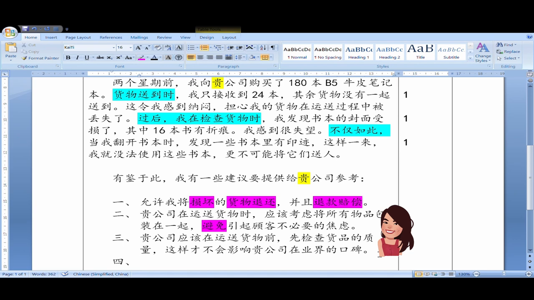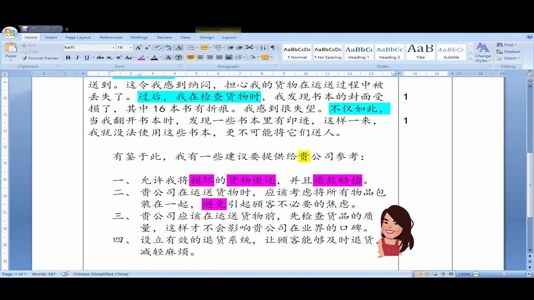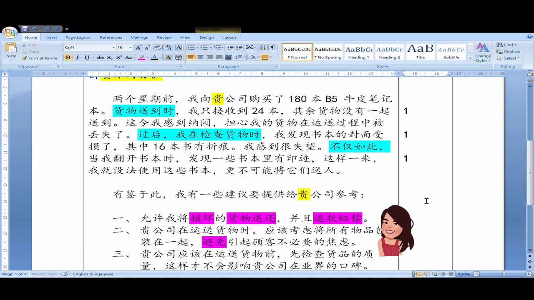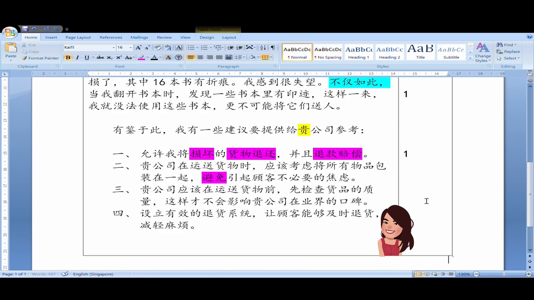贵公司应该在运送货物前先检查货品的质量，这样才不会影响贵公司在业界的口碑. Make the whole process of refunding really smooth because the company is actually at fault, right? So I don't want to go through a huge hassle of having to return the goods and then give multiple calls and all the frustrations that build up when the service is not as good as what we have expected, right? So maybe set up a good system for refund. 减轻麻烦. These are the four suggestions that I want to give the company after I have mentioned the whole scenario.